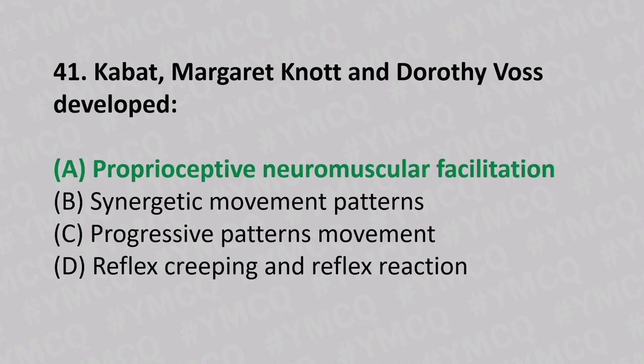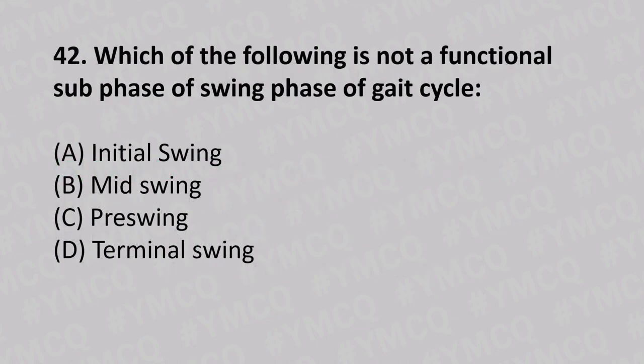Moving to our 42nd question, which of the following is not a functional subphase of the swing phase of the gait cycle? Option A, initial swing. Option B, mid swing. Option C, pre swing. Option D, terminal swing. And the answer is option C, pre swing.